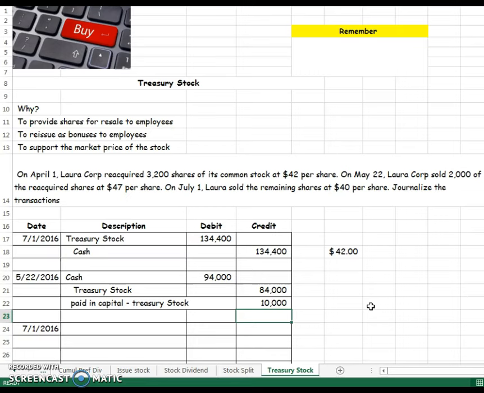Okay, on the last part, on July 1, Laura sold the remaining shares at $40 per share. Let's journalize these transactions. So we sold, which means I got cash. How much cash did I get? Well, how many more did I sell? I originally had 3,200 shares. Then I sold 2,000, so I've got 1,200 left to go. So I have 1,200 shares, and it tells me that I sold the rest at $40.